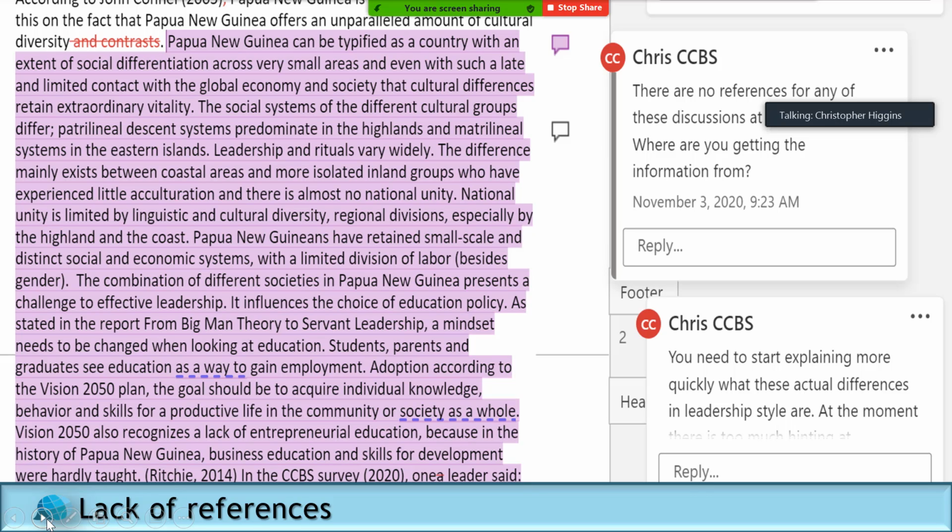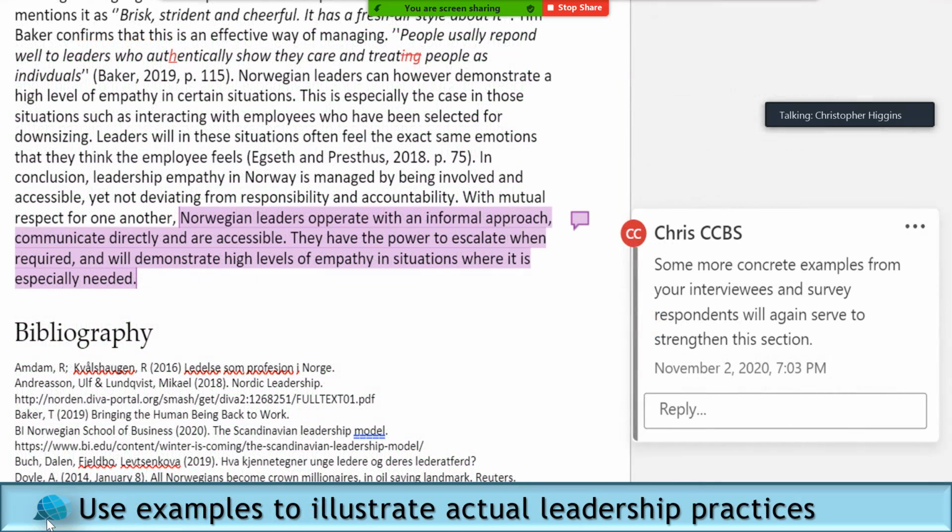In a paragraph the size of this, you would need to have at least 3 or 4 references, even if they're all the same. And if they're all the same, then you maybe shouldn't have a section like this that is so long that only refers to one reference. You should look to introduce other references to have different voices, different perspectives.